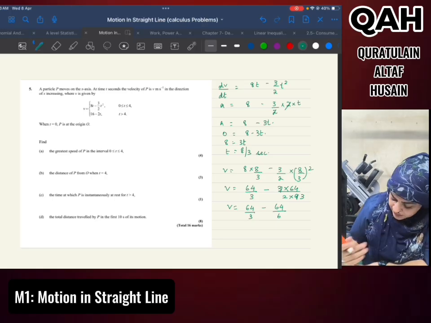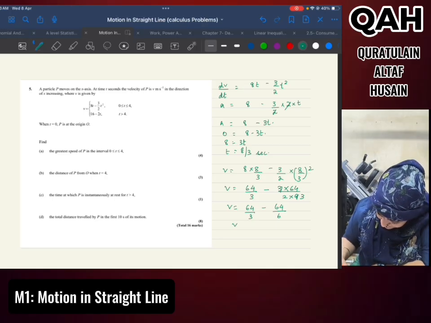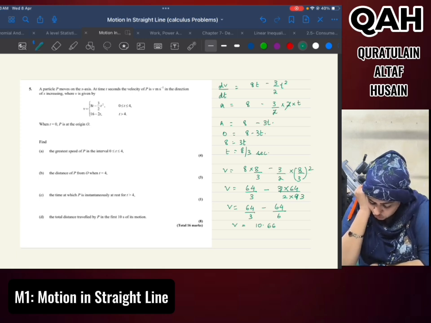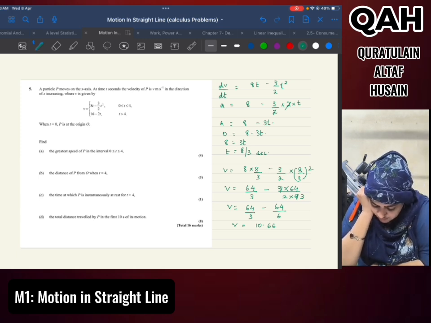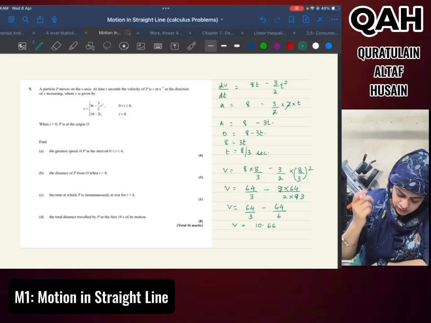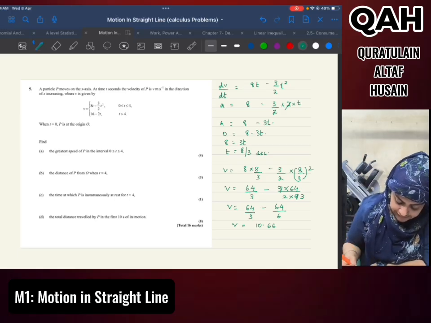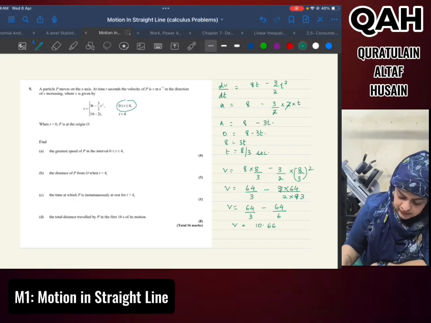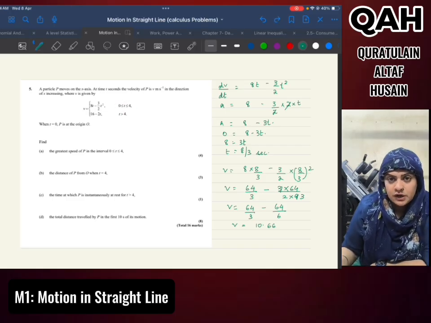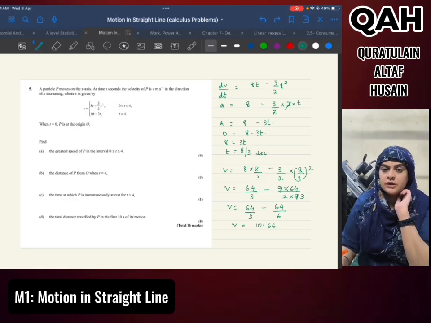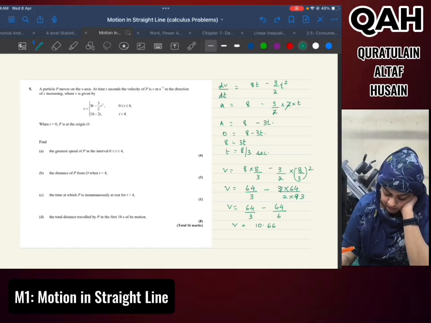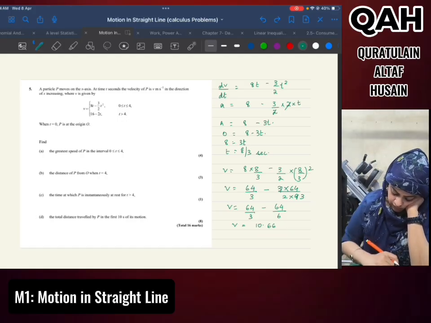4.6. This turns out to be 10.66. Right? So this is the greatest velocity in this interval. Distance of P from O when t is equal to 4. O is the origin. When t is equal to 4 means again this. But for distance, what we are going to do, displacement, we are going to integrate it. Right? So we will integrate this one.